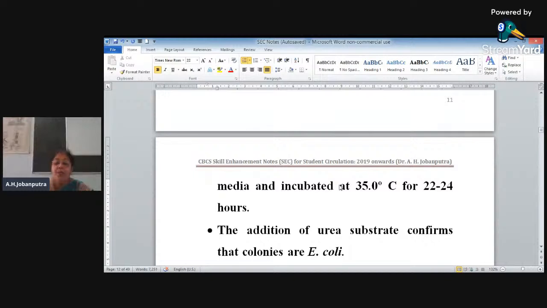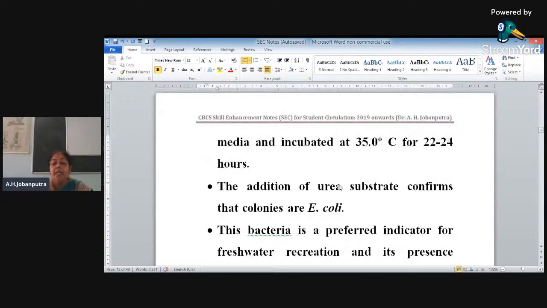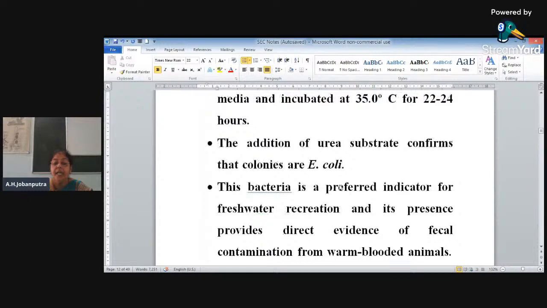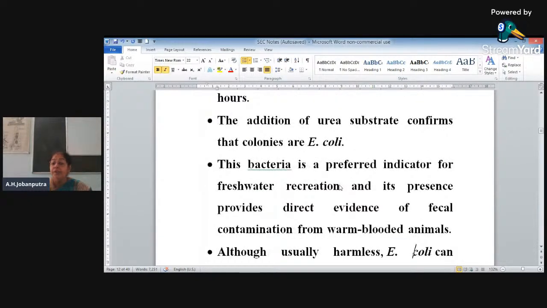If you add urea, then addition of urea substrate confirms that the colonies are E. coli because it cannot break down urea. This bacteria is preferred indicator for freshwater recreation and its presence provides indirect or direct evidence of fecal contamination of water. So let us stop here and continue it in the next lecture.